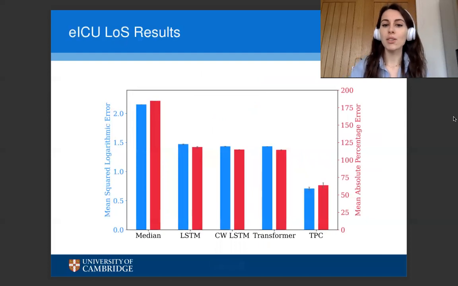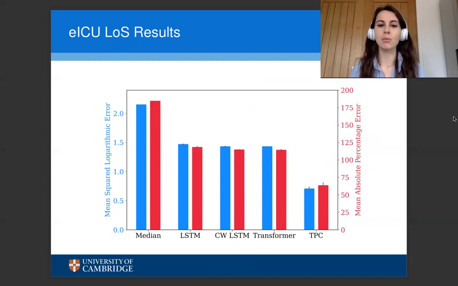So moving on to some results. On the left in blue, I'm showing the mean squared log error, which is our loss function. And on the right in red, we have the mean absolute percentage error, which is a more interpretable metric. And along the bottom, we first have a median model that will always predict the median value no matter what the input data is. And this just shows the performance available by predicting a reasonable range.